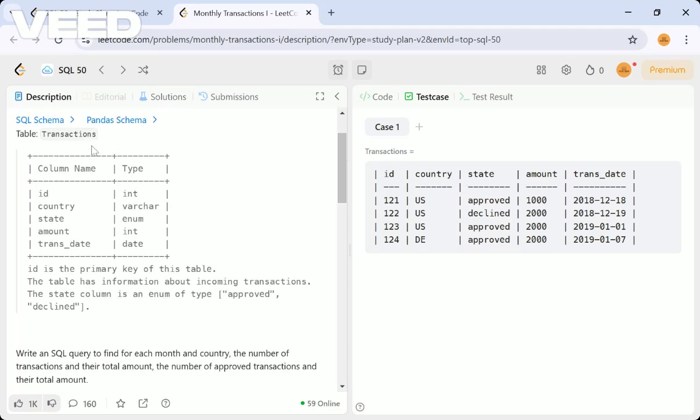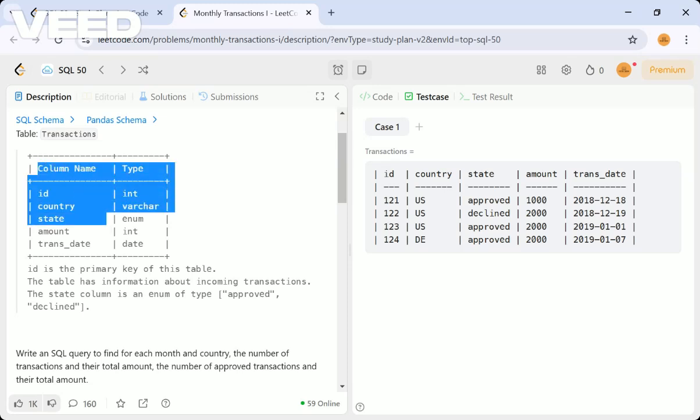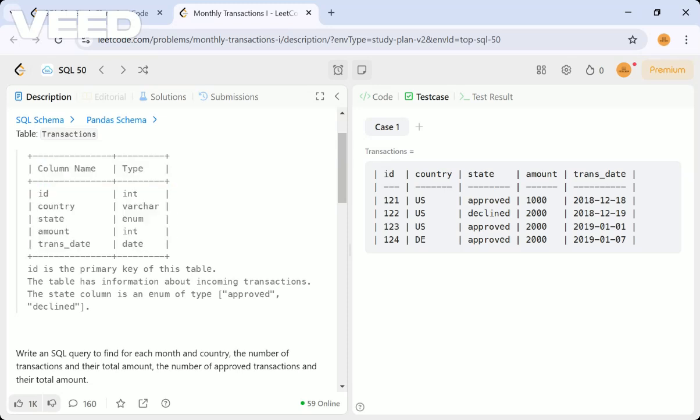Transactions is the one table. They have given some column names and types. In the columns, ID is int type, country is varchar, state is enum type, amount is int type, and transaction date is a date. ID is the primary key of this table. The table has information about incoming transactions, so whatever transactions we have done, that data is present in this table. The state column is an enum type, so a transaction is either approved or declined. Only two statuses are possible for any transaction.